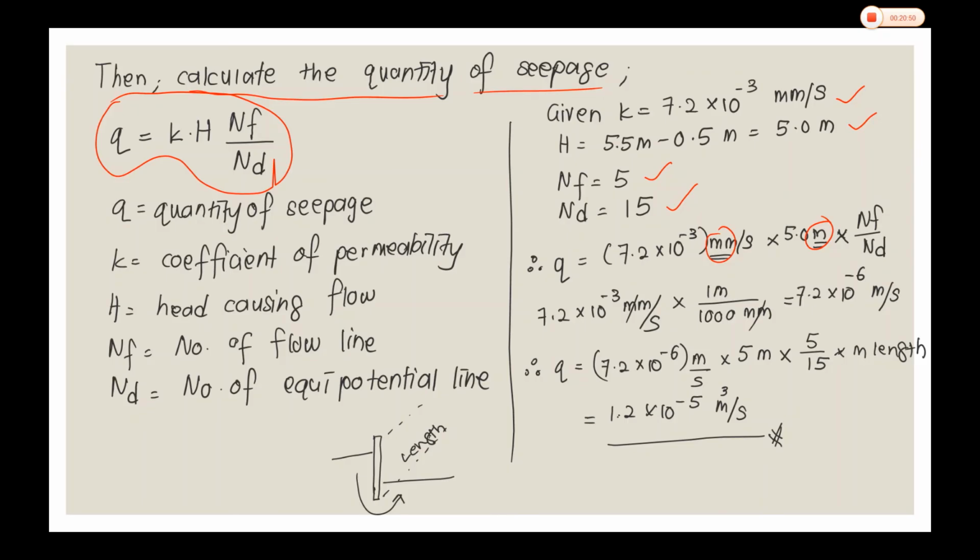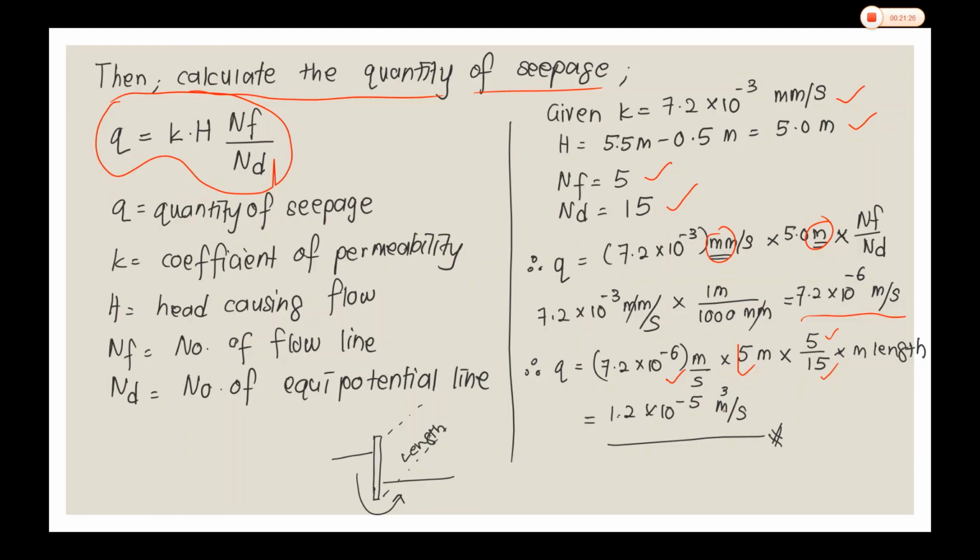So we convert the mm per second to meter. So we get 7.2 exponent negative 6 meter per second. 1 meter is equivalent to 1000 mm. So we put everything into the equation. This is the K, this is the H and F and ND. And then when you calculate, at first we will get 1.2 exponent negative 5 meter square. But then this is the quantity, so it should have the unit of quantity, volume, cubic.